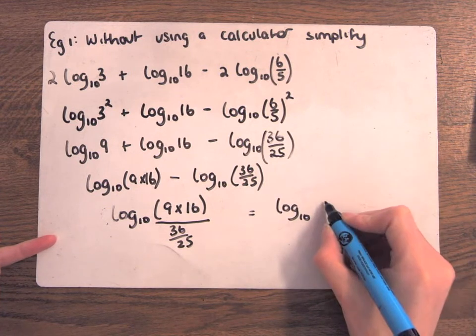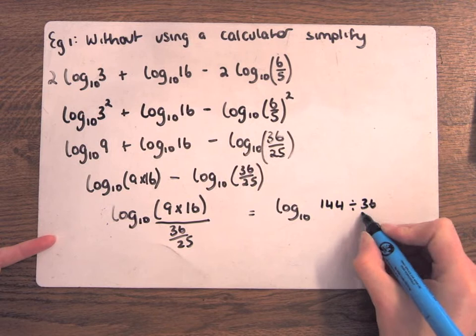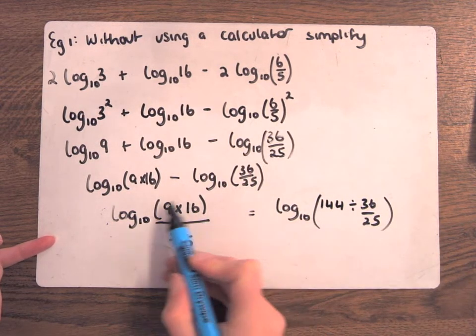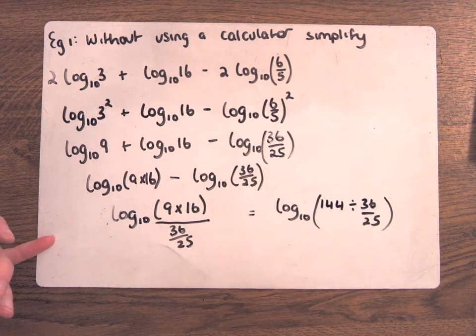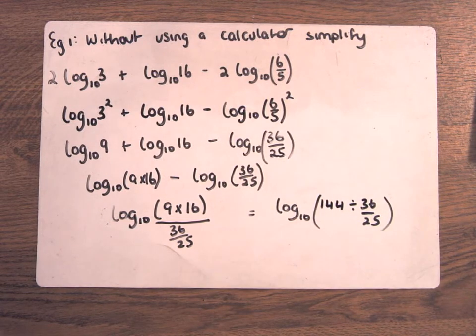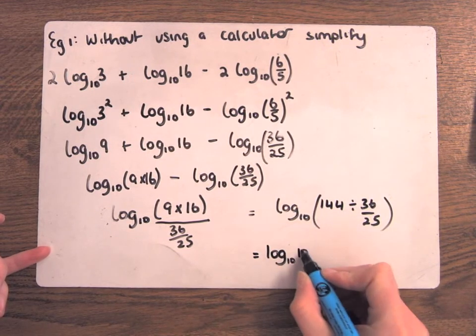Now what I get is 144 divided by 36 over 25. 9 16s is 144, isn't it? And I'm dividing that by 36 over 25. How do I divide? Turn it upside down and multiply. Because we're dealing with numbers, I can just throw that straight into my calculator. And I get 100. Log to the base 10 of 100.